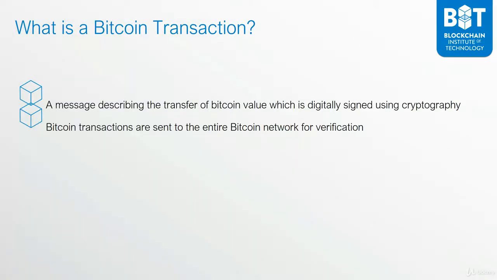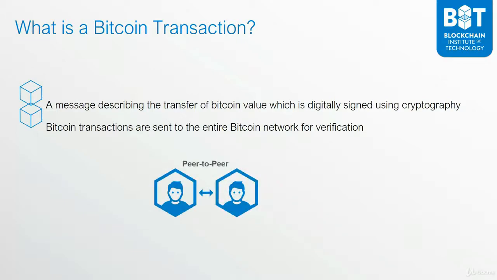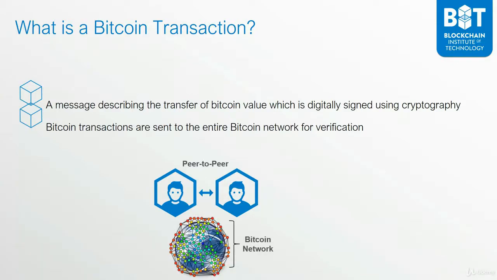Bitcoin transactions are then sent to the entire Bitcoin network for verification. As you may know, Bitcoin is transferred peer-to-peer. That is, there's no need to have a third party such as a bank or a credit card. However, when someone sends Bitcoin to someone else, that transaction, which has been digitally signed using cryptography, needs to be verified by the entire Bitcoin network globally.